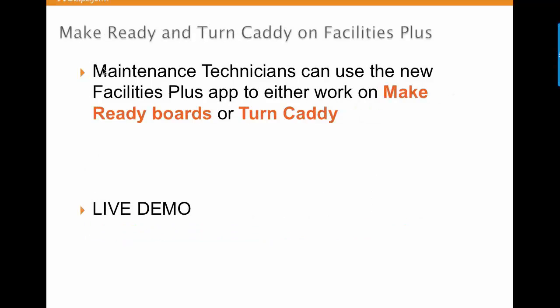Okay, so that was the inspections module. Let me now go to the final module, which is the make ready and turn carry. There's not a lot to explain about this. I can actually show the demo and show you how this works. I'm sure that most of you are already familiar with the make readies and turn carries on the desktop. It's just possible to do these things on the mobile app now. It's a little more user-friendly. So that's the last module.